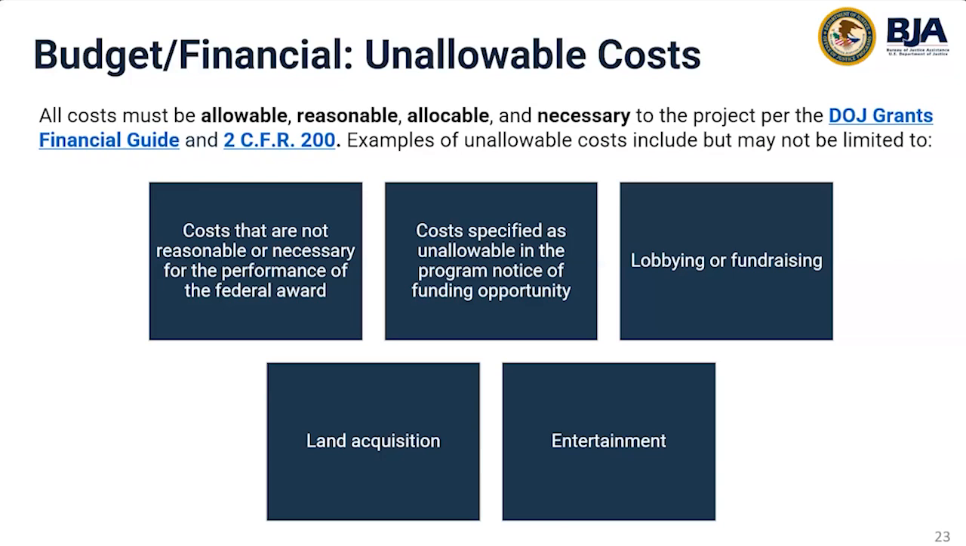Costs specified as unallowable in the program NOFO: lobbying or fundraising, land acquisition, or entertainment. But please remember, this list of unallowable costs on this slide is not comprehensive and only shows some examples. You can discuss allowability of certain costs with your grant manager if you have questions. Next slide.